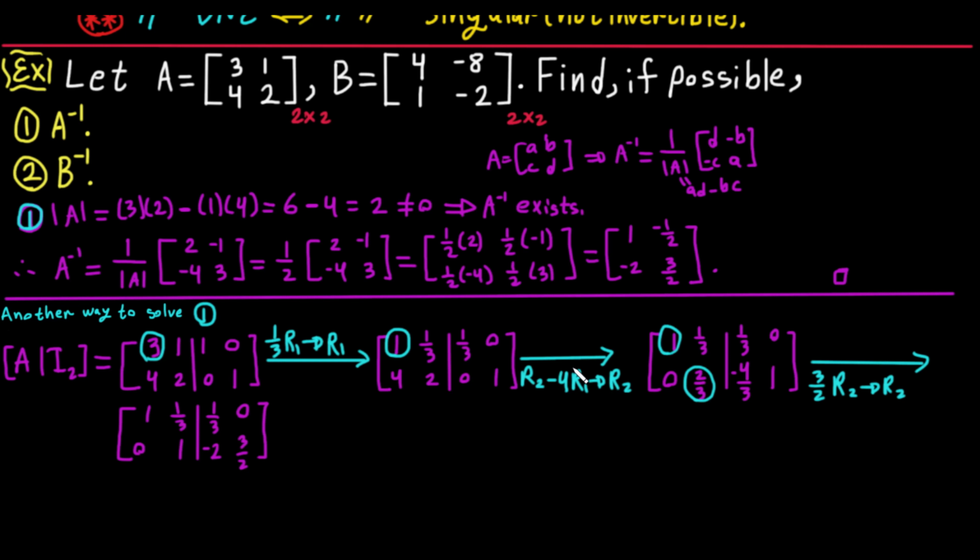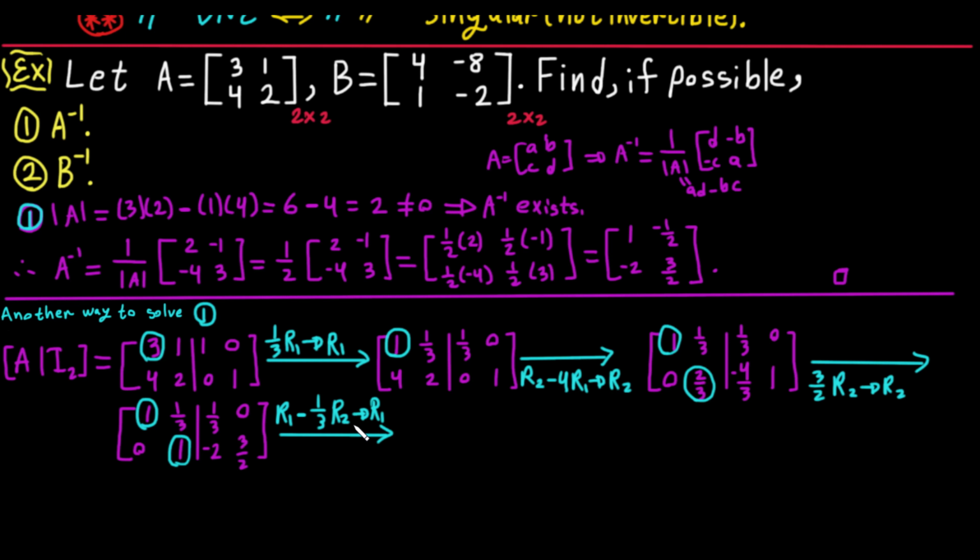You can see it's a very long way to find the inverse for a 2 by 2 matrix, so I really suggest you find it by this formula. This is a very long way to find the A inverse. So here 1, here 1, so we have to make this one 0. So row 1 minus 1 over 3 of row 2, it should be minus 1 over 3 in R2 and R1.